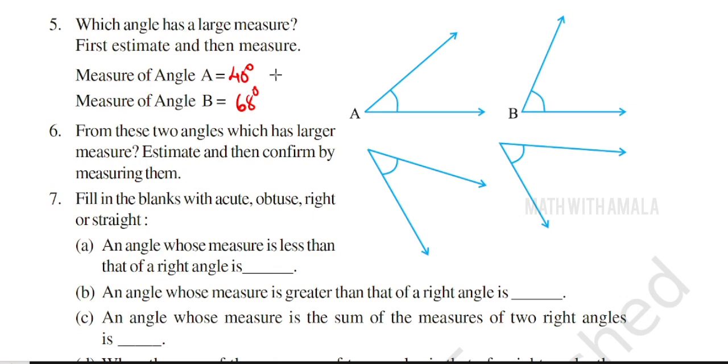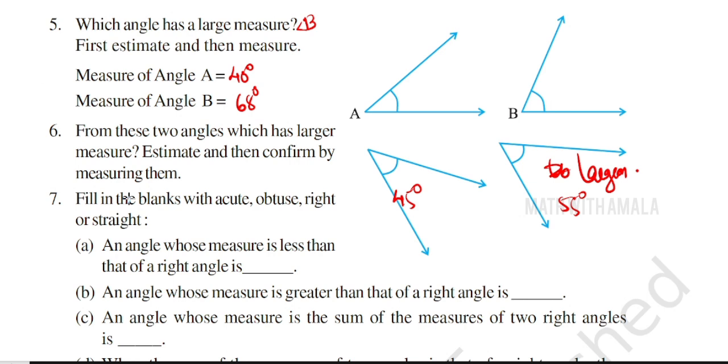Sixth question, from these two angles which has larger measure? Estimate and then confirm by measuring them. Here we have two angles and by the observation you can see that the second angle is the bigger and first one is smaller than the second one. And by measure you can see that through measurement the first angle is of 45 degree and the second angle is of 55 degree.